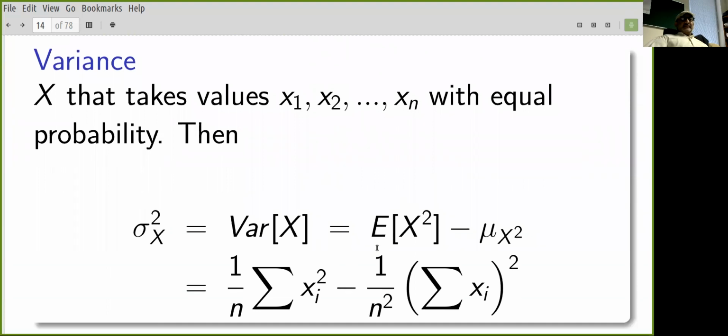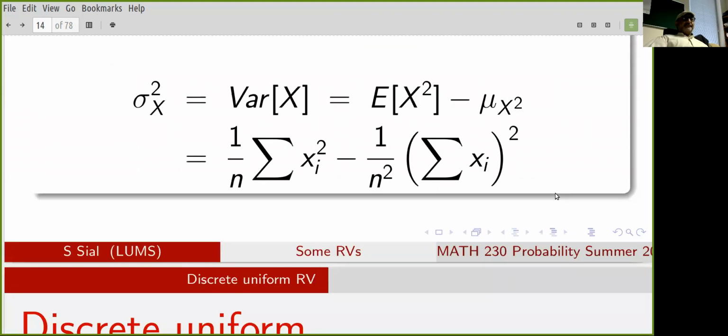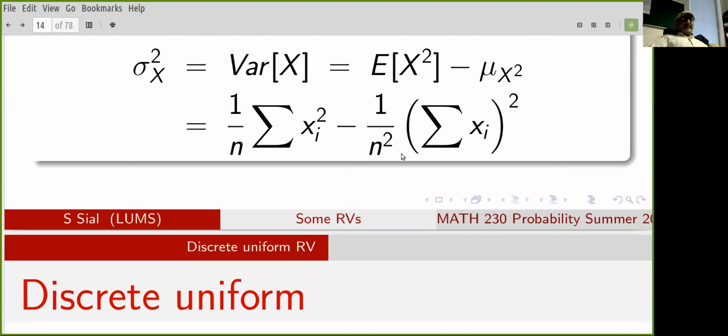The variance is equal to the expectation of x squared minus the expectation of x quantity squared. And then this is equal to 1 over n summation xi squared minus 1 over n squared, the expectation. Remember, the expectation of x was summation xi times 1 over n, and then you're squaring that. So that's 1 over n squared times the summation of xi all squared.